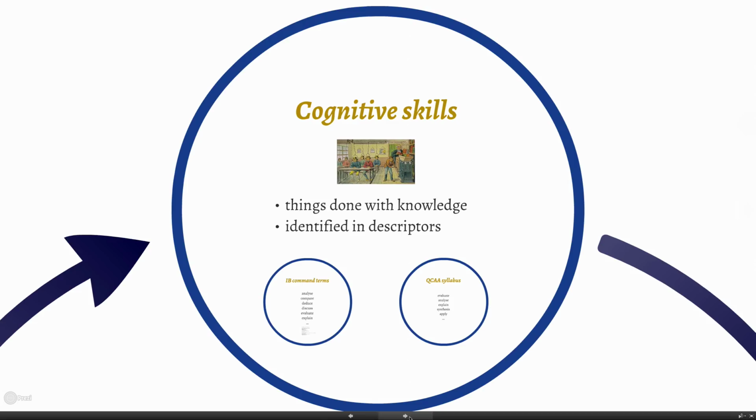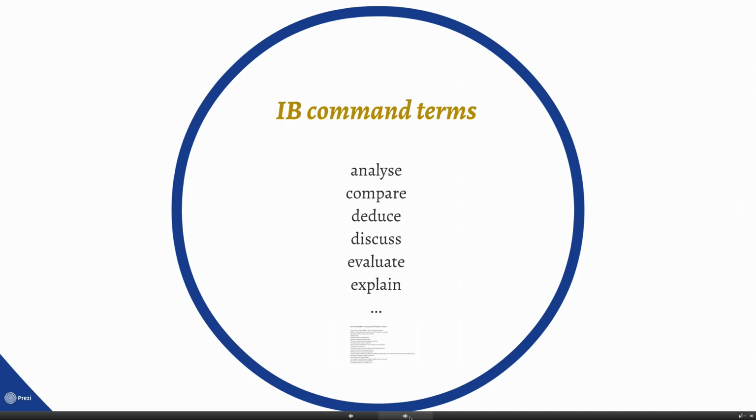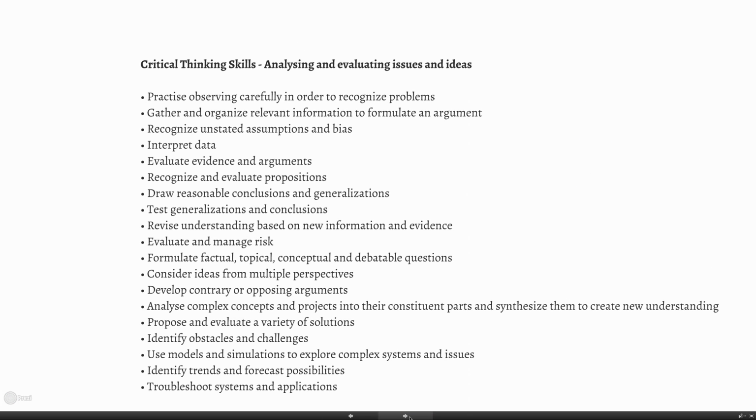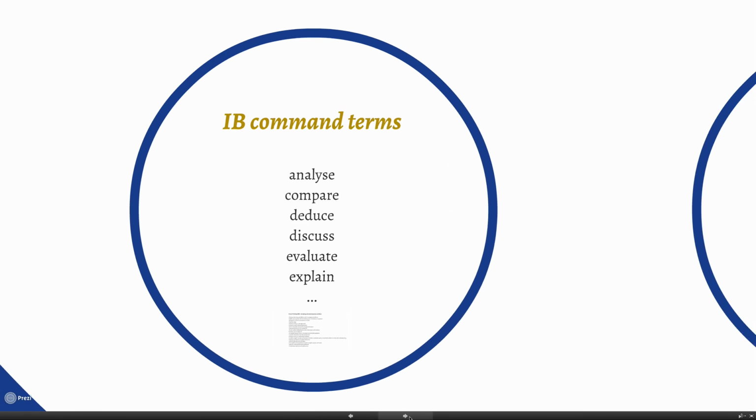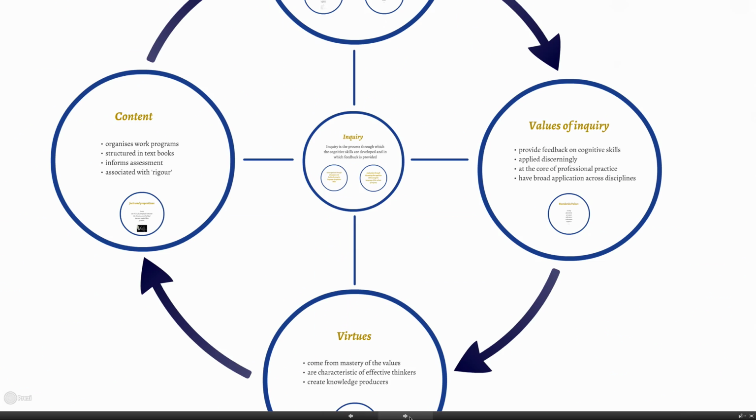These are the things that are identified in descriptors, be they IB descriptors or QCAA descriptors. The IB command terms of analyse, compare, deduce, etc., are all cognitive skills there. And we see here the Middle Years Programme critical thinking skills listed here, and almost all of these are in effect cognitive skills. And the same thing is true, of course, of the QCAA syllabuses. We have these words: evaluate, analyse, explain, etc. But these are all categorically similar things.